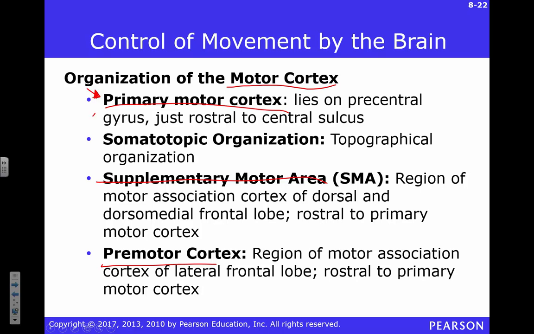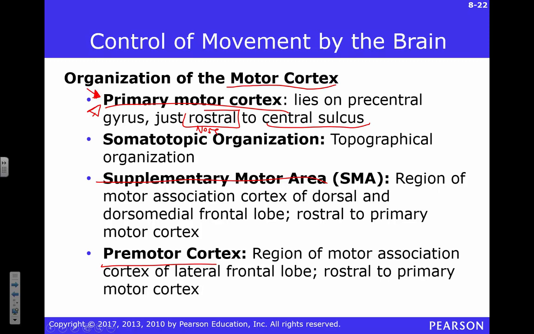Primary motor cortex is actually one of the easiest places to find in your brain if you ever split open your brain and take a look at it. You've got this thing called a central sulcus, kind of a crack down the middle, and you'll know that you're just rostral. That means toward the nose, so you're just sort of in front of that, right? So that's kind of exciting.